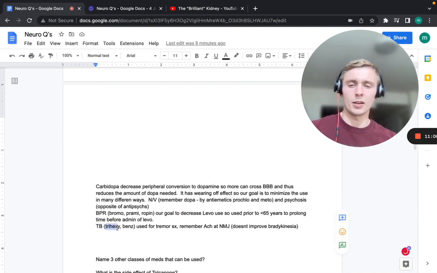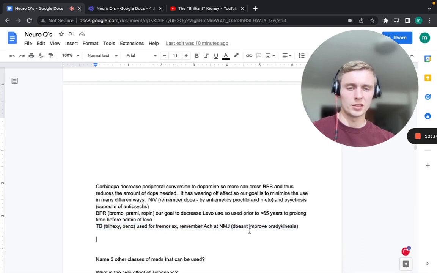The anticholinergics, TB is how I remember them. TB, that's trihexyphenidyl and benztropine. So it's only going to help those tremor symptoms. So it's going to help decrease the tremor symptoms. That's what our goal is for the anticholinergics in Parkinson's disease. It does not improve the bradykinesia as well.